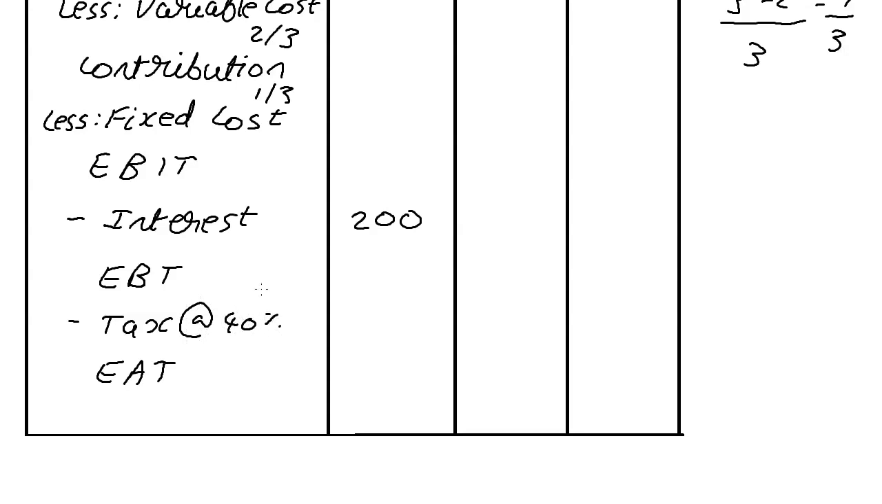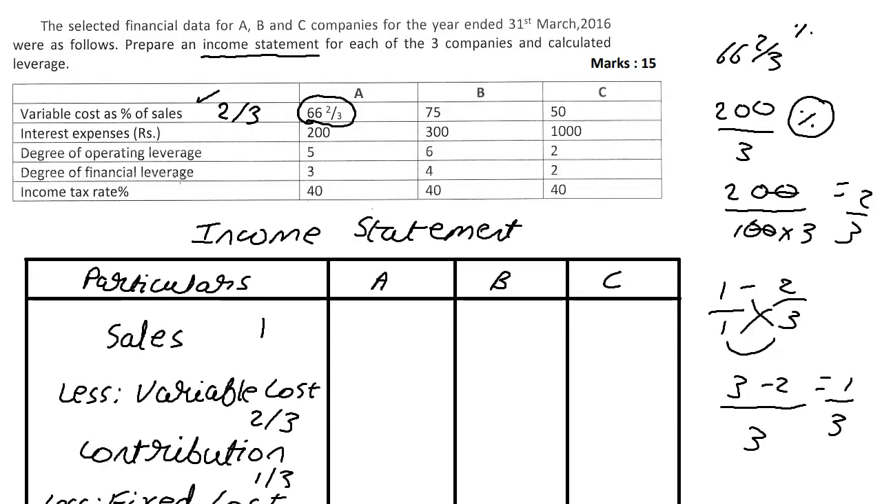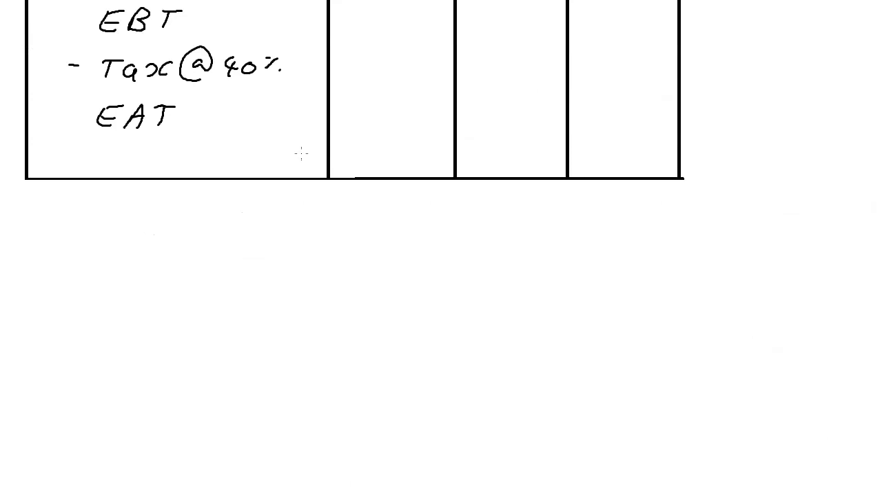Now, I've also been given data of the degree of operating leverage and financial leverage. Degree of operating leverage is 5. Degree of financial leverage is 3. Now you need to understand degree of operating leverage is equal to contribution upon EBIT.